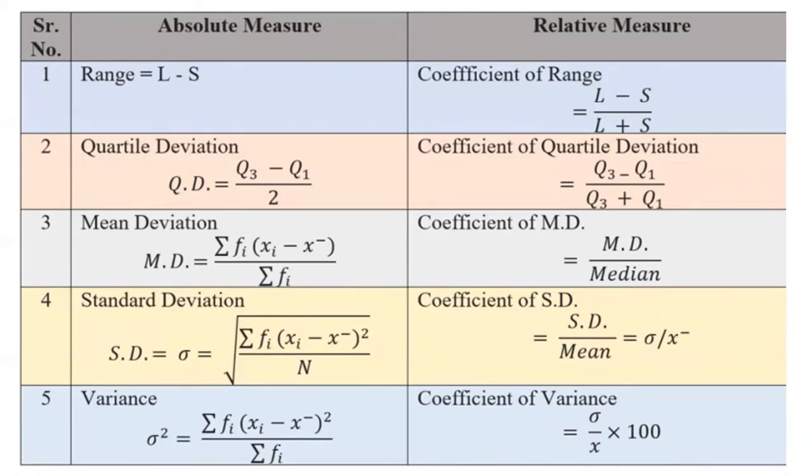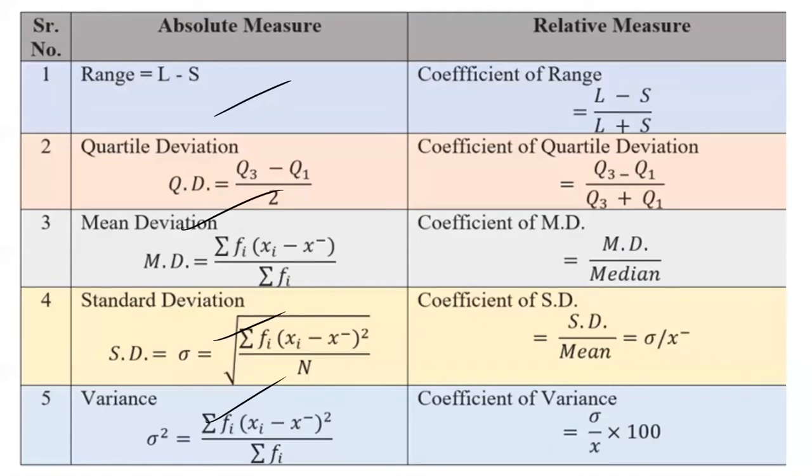Then if we talk about the relative measures, all these we discussed were absolute measures. Now we will deal with the relative measures. For coefficient of range, you just have to take largest minus smallest divided by largest plus smallest. Then in case of quartile deviation, we have (Q3 minus Q1) divided by (Q3 plus Q1). Then coefficient of mean deviation, MD divided by median. Then coefficient of SD is sigma divided by mean, that is sigma divided by x bar.